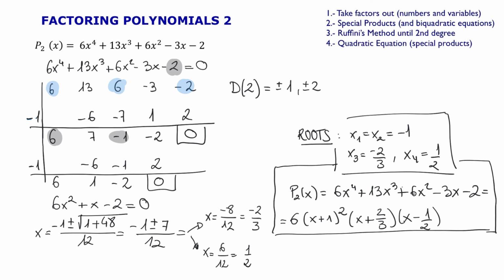Summarizing, with this exercise, we've learned that it's recommendable to try Ruffini twice because we can have roots several times, and also to solve the quadratic equation because Ruffini doesn't work with fractions, only with whole numbers. So if you don't forget to place the leading coefficient in front of the expression, you're done.